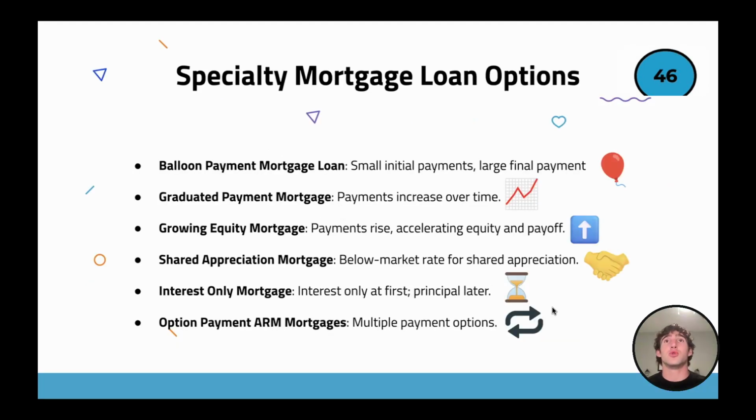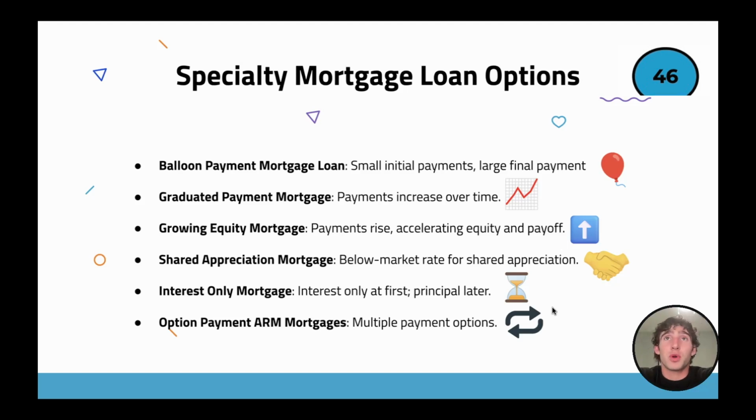So moving on to specialty mortgage loan options. If you're going to buy a house, you have a few examples here, like balloon payment mortgage loans, which offer small initial payments and a large final payment, which is good for those expecting a future income increase. Next, you have graduated payment mortgages, which start with low payments that can increase over time. So this could be suited for young professionals expecting salary growth.